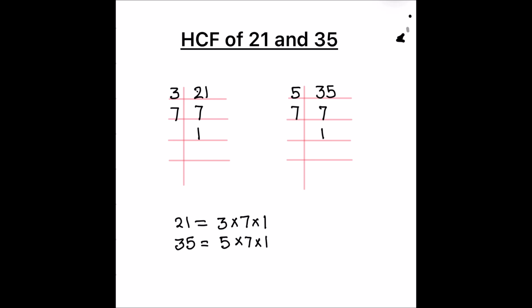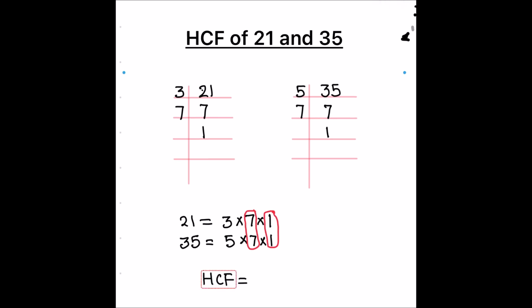So now we got the factors of both the numbers. Let us now find the common factors between the two numbers. The first common factor is 7 and the other common factor is 1. To find the HCF, we take the product of the common factors. So the first common factor is 7 and the other one is 1. 7 times 1 is 7. So the HCF of the two numbers 21 and 35 is 7.